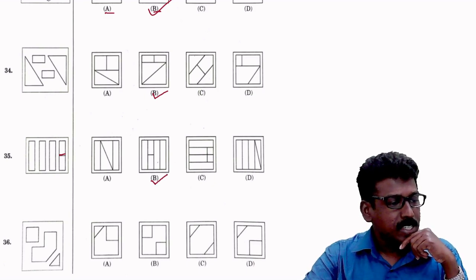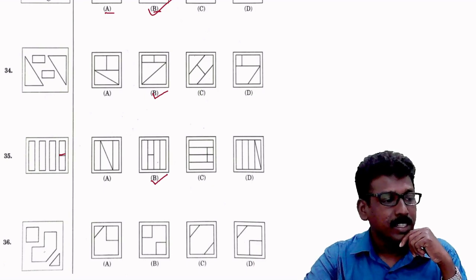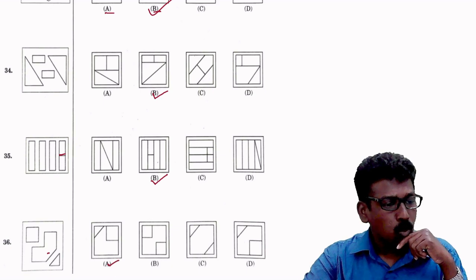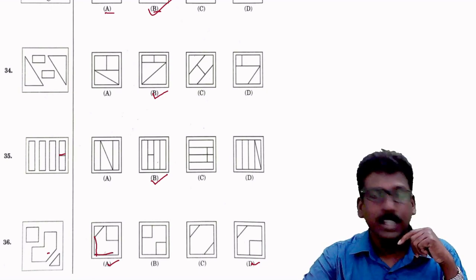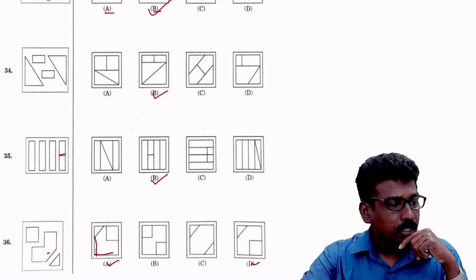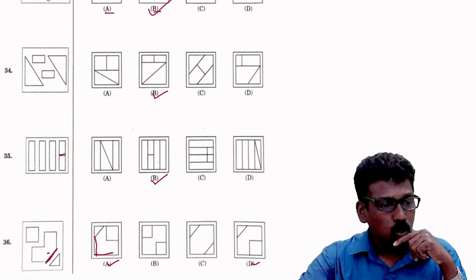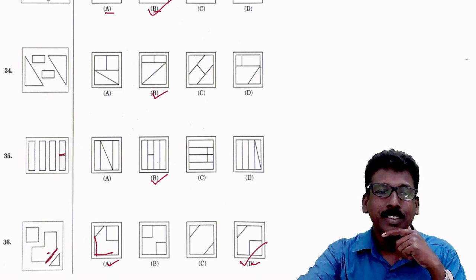Here you can see in A, a square, a triangle, and a shape like this. Here you can see both A and D. But in A you can see it is there in this way. But in the question figure there is a cut here. So the correct answer can be D.